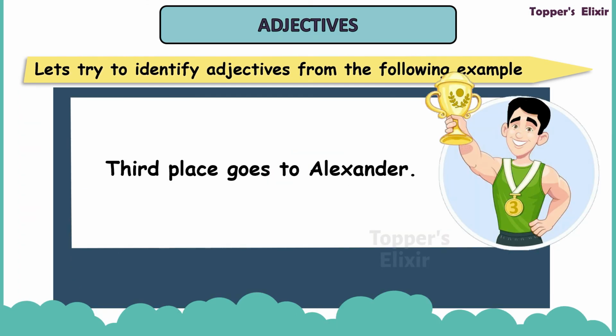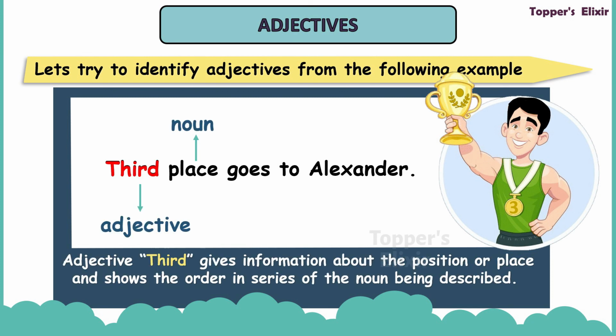We know that adjective describes noun. It also tells us the exact number of something. It also gives information about the position or place and shows the order of the things in series they stand. So in this example, third place goes to Alexander. Here, the adjective third gives information about the position and shows the order in series of the noun being described.